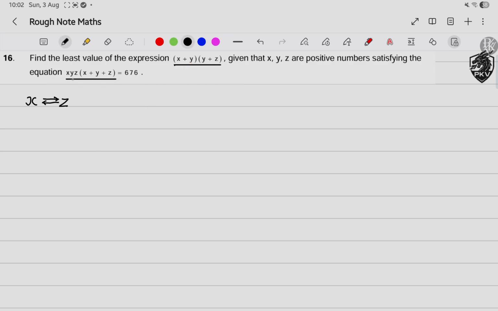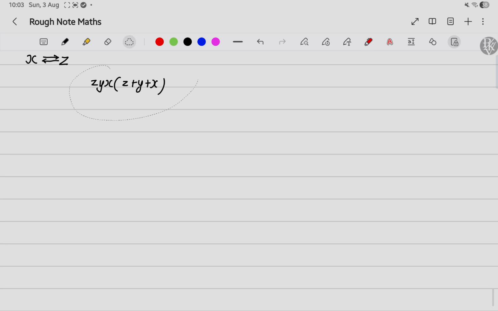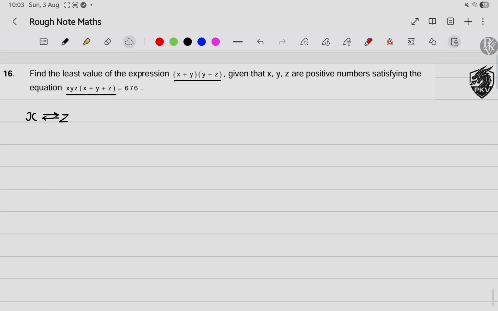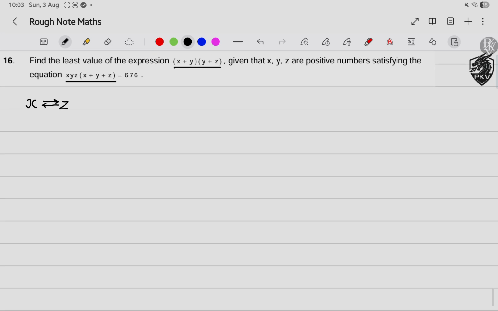Now if I take this expression and swap x and z, I'll get zyx(z + y + x), which is exactly the same as this. So there is a symmetry between x and z over here. And to find the least value, it will be at the point of symmetry, which is x equal to z. So what I'm going to do is set x equal to z.